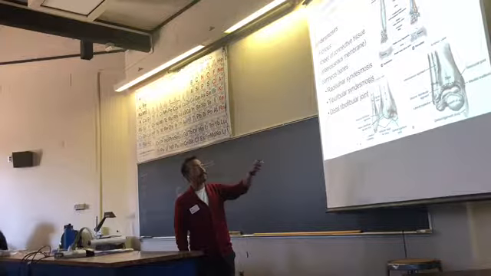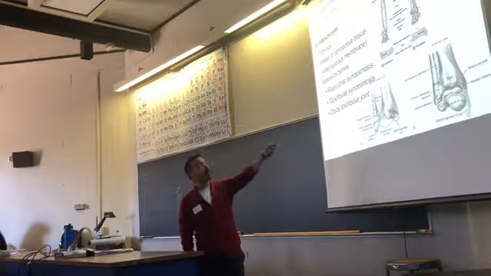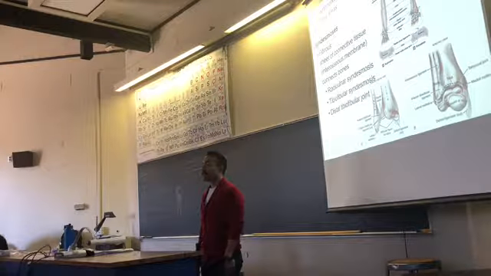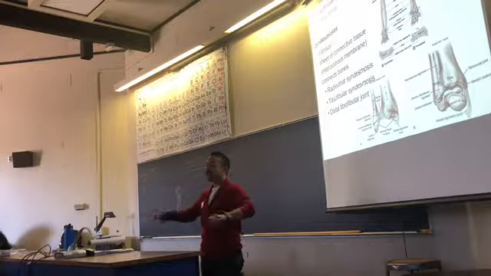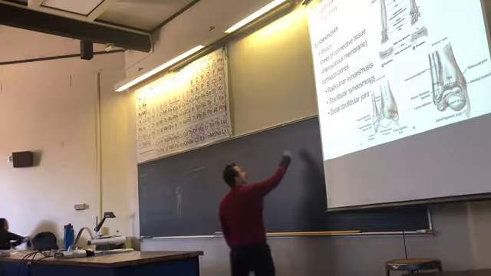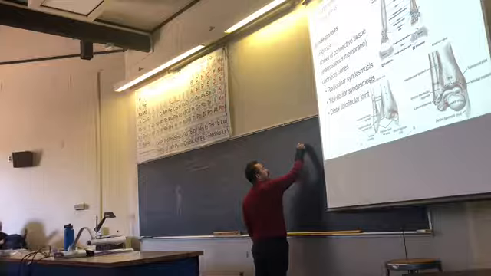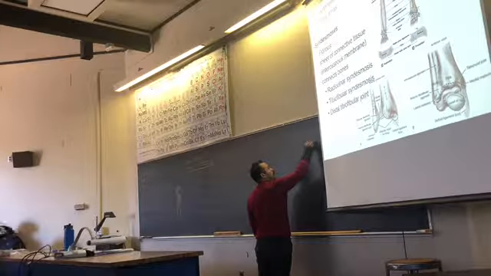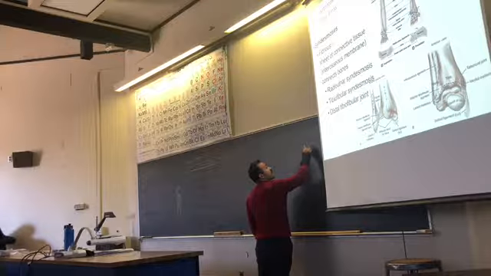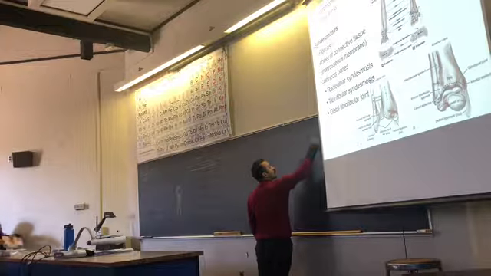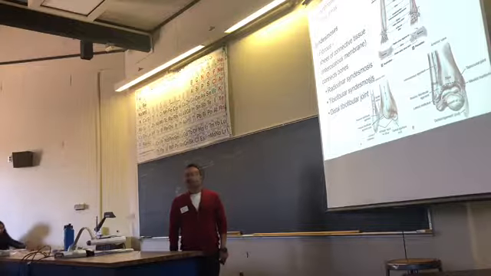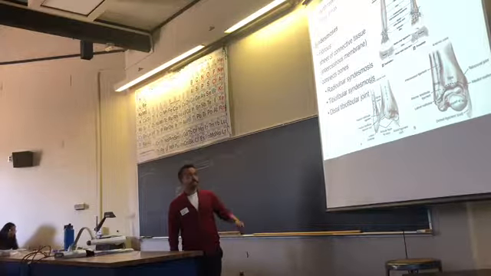One good example is the radius and ulna. Another good example is the tibia and fibula. Two bones in parallel, they tend to move across one another. I'll just start introducing these terms now.